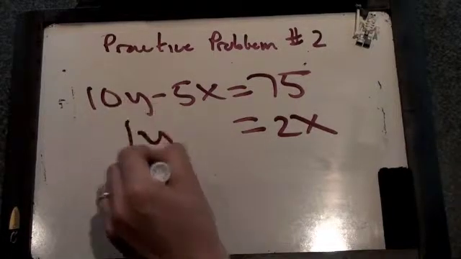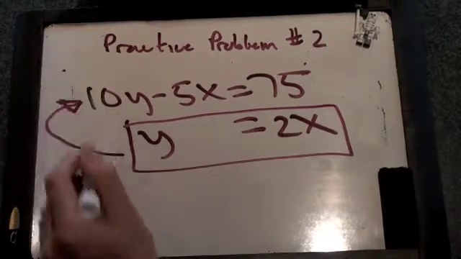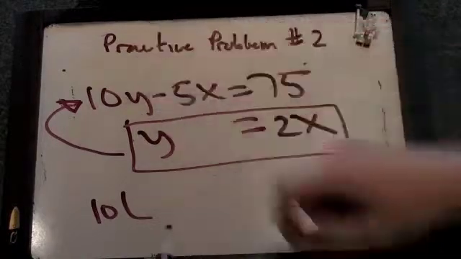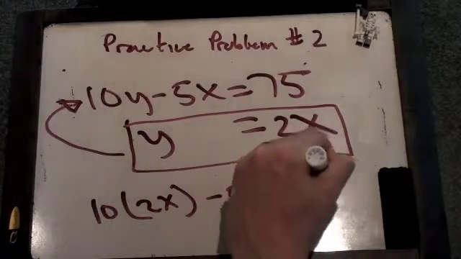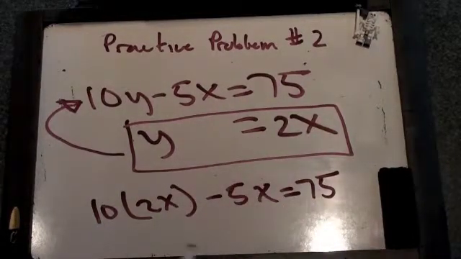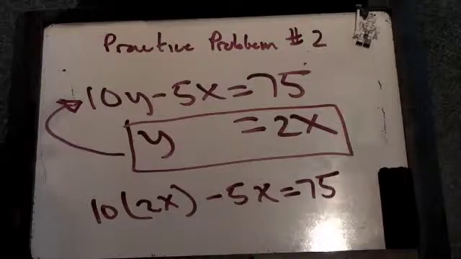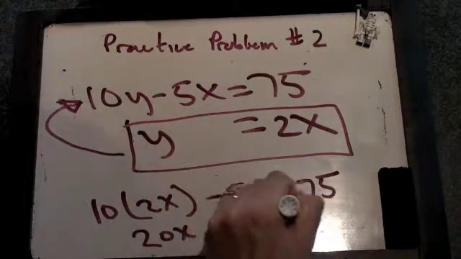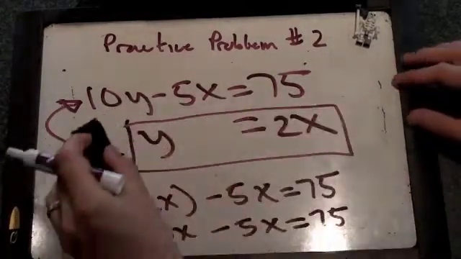So we're going to take this equation and we're going to put it into this equation. So I'm going to get 10. What does y equal? 2x. 10 times 2x minus 5x equals 75. Okay? What's 10 times 2x? It's 20x. All right, 20x minus 5x equals 75. So 75 is 15x. Okay, so 75 equals 15x.